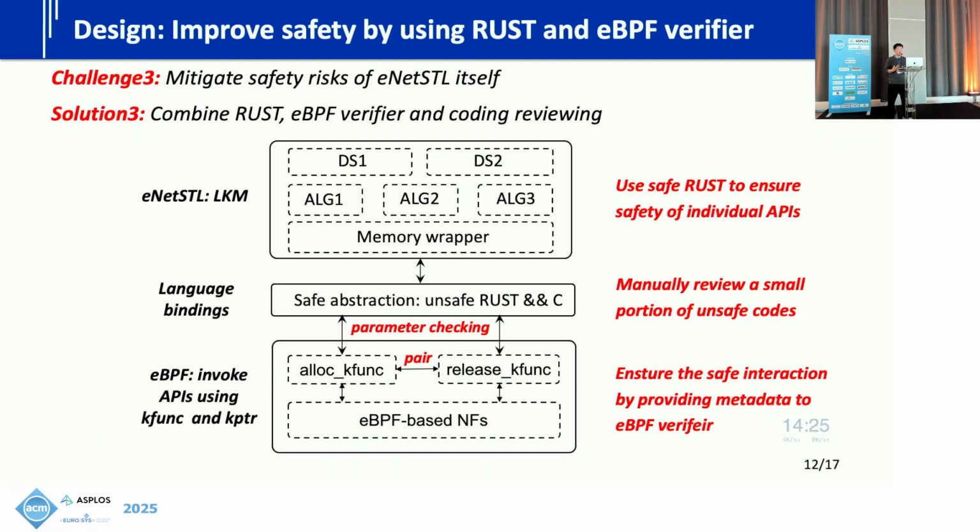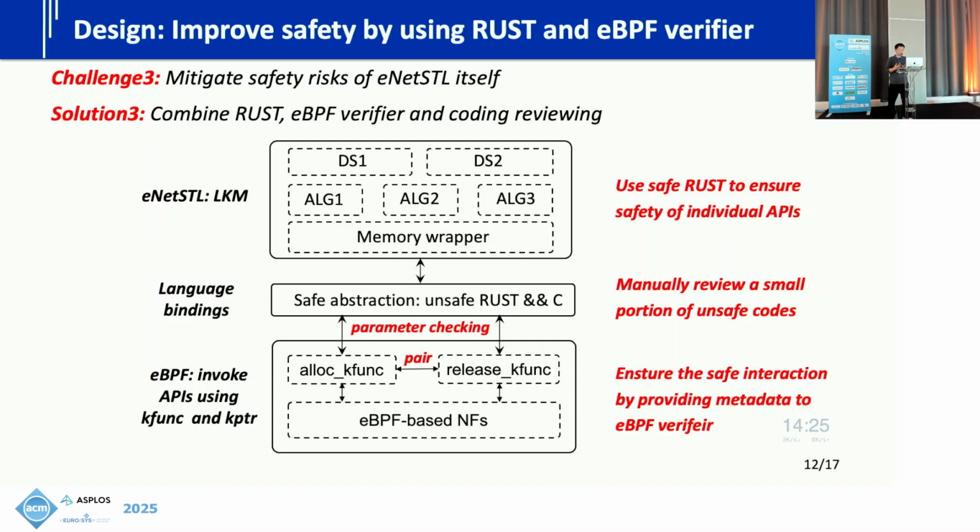The third challenge is how to mitigate the safety risks of eNetSTL itself, and our solution is to combine Rust, the eBPF verifier, and manual code review to improve the safety of eNetSTL. From the start, we implement individual components in eNetSTL using safe Rust to ensure the safety of the individual APIs. Next, we manually review a small portion of unsafe code. This unsafe code is necessary because unsafe Rust or C is needed for interaction with the kernel. And we adopt the practice of safe abstraction by isolating the safe and unsafe code.